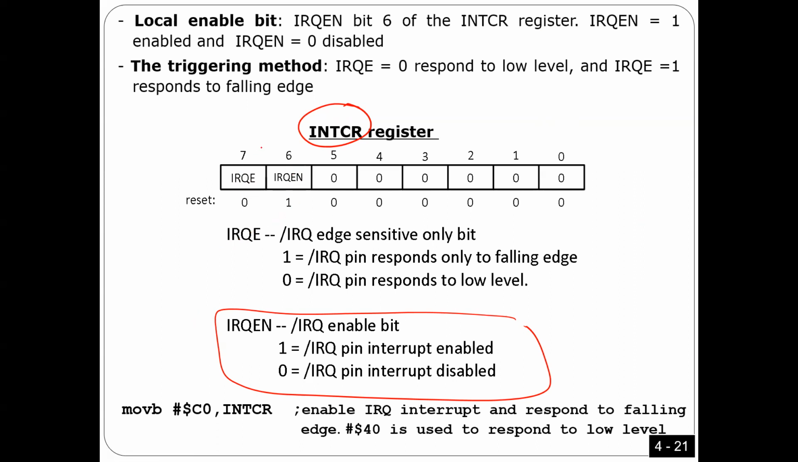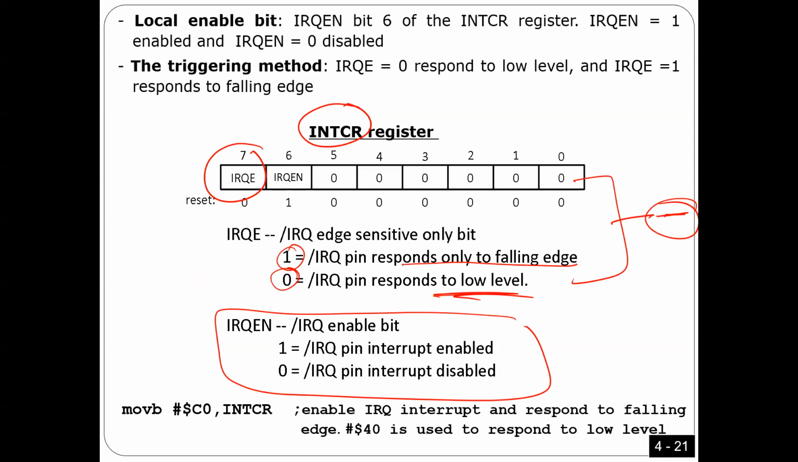Also for configuration, we have bit number 7 here. In this bit, guys, if I put 1 here, you want to trigger interrupt for falling edges. If you put 0, you want to trigger interrupt when the pin has low level, has 0. Is that okay, guys? Very simple, right?